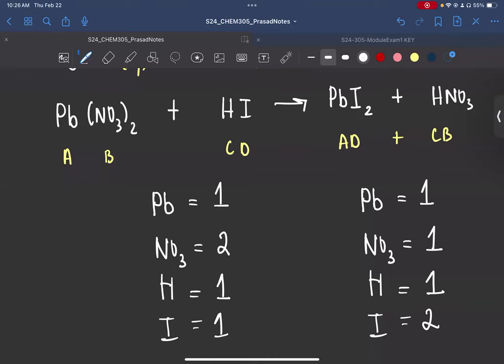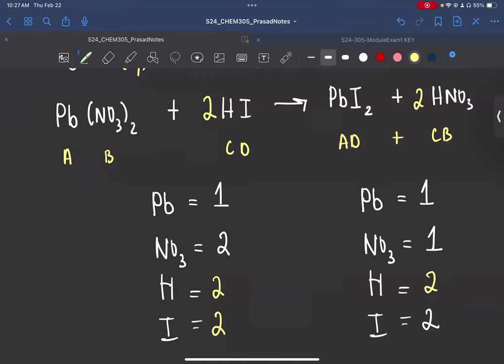I'm going to start with iodine. On the left, there is one iodine. On the right, there is two. I'm just going to put a two in front of the HI. Now I have my iodines balanced, but unintentionally, I have also increased the number of hydrogens. No worries, though. I'm continuing going up. There are two hydrogens on the left. There's only one on the right. That's an easy fix. I just put a two right there. All right, so now my hydrogens are balanced.